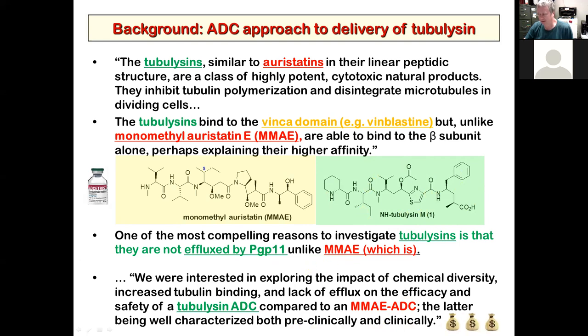And with the goal, obviously, as a company to make a lot of money. I mean, there's a ton of money in antibody drug conjugates. So I think Genentech is definitely seeking a marketable substance here.